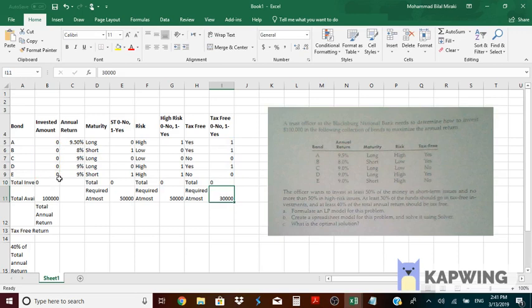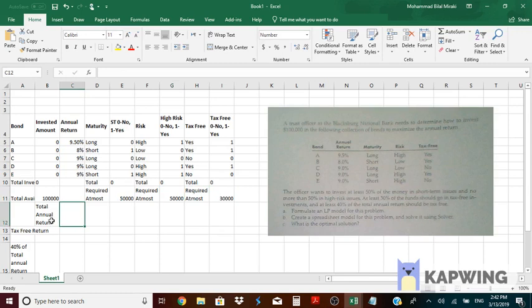This is the required amount that we said in the problem. 50% of 100,000 is 50,000. Similarly, 50% of 100,000, 50,000. And here we say 30% should be at least tax-free. So 30% of 100,000 is 30,000.